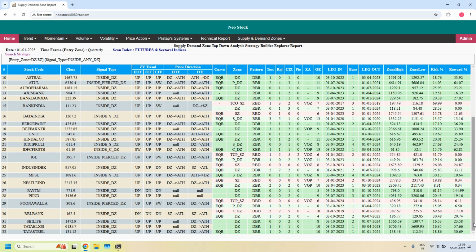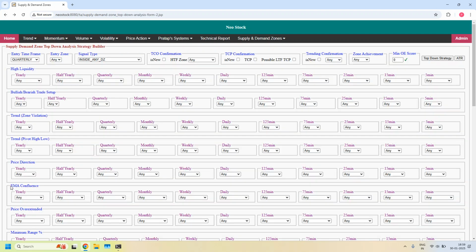We can further filter high probability setup quarterly demand zones based on the quarterly EMA confluence. So for these 33 stocks, let me add the quarterly EMA filter. In the EMA confluence filter at quarterly time frame, I am setting the filter: quarterly demand zone having quarterly EMA confluence.